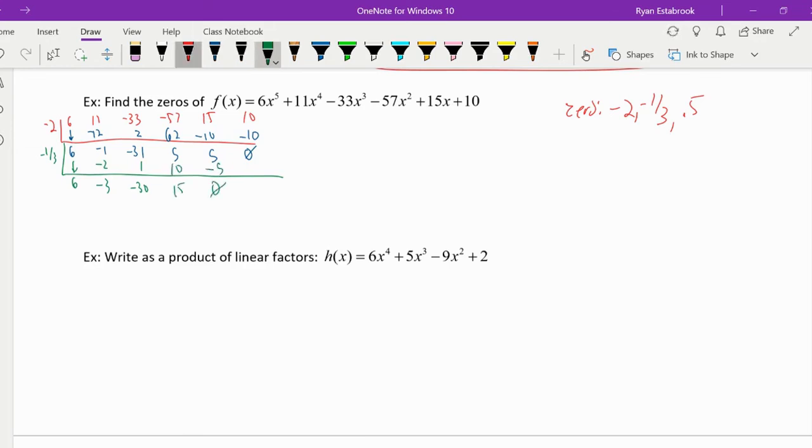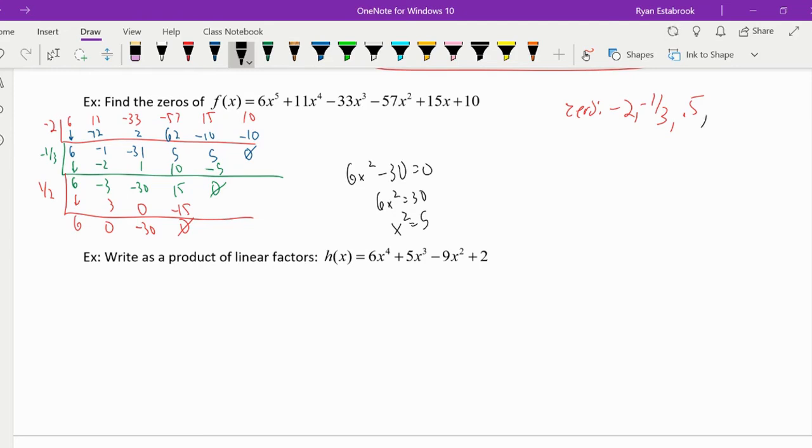If you're good with arithmetic, you can start doing these kind of quick. So -1/3 verified that it works. Lastly, 0.5 or 1/2. That one worked also. So what I'm left with down here is 6, 0, -30. It's not x to the fifth, x to the fourth, x to the third. It's 6x squared minus 30 equals 0. Add 30 to both sides, divide by 6, take the square root, and my final two answers then are positive and negative square root of 5. 1, 2, 3, 4, 5 solutions, and that's what I was expecting.